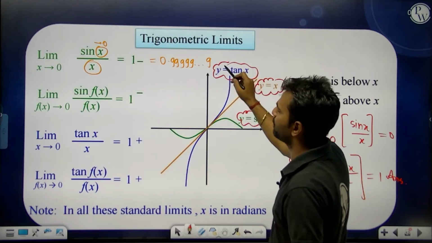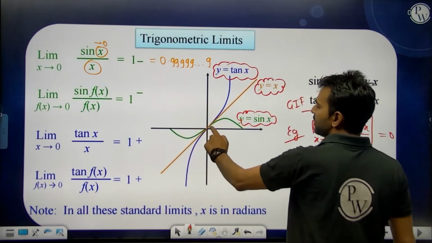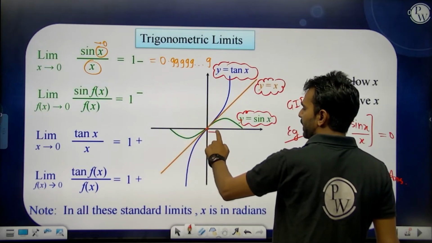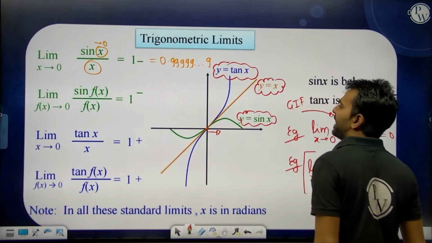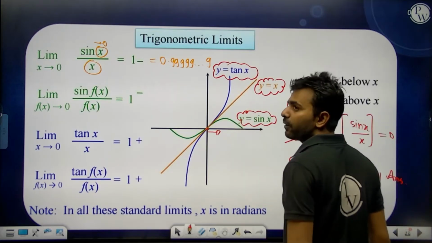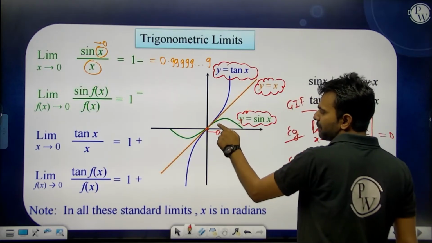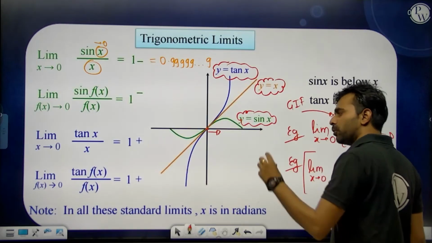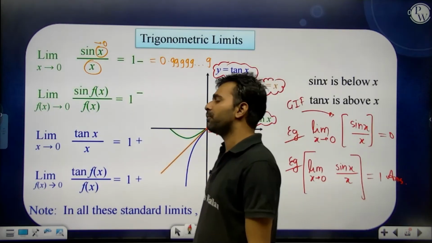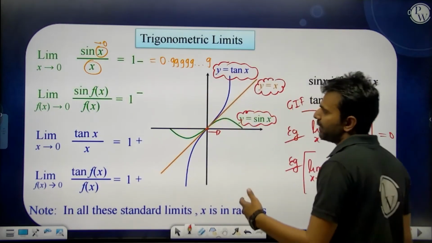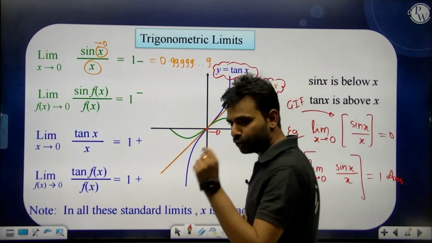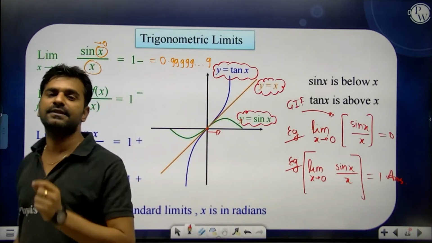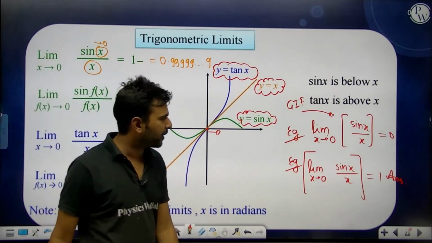If you do sin x upon x and x is greater than 0, don't you think that if you move from here to here, the value of sin x is going to be lesser as compared to the y equal to x value? Look, the green graph is coming below as compared to this yellow graph. So don't you think that the numerator is smaller and the denominator is bigger? If the numerator is smaller and the denominator is bigger, then the value will come out to be lesser than 1. So that's why. I hope you guys are clear with this.